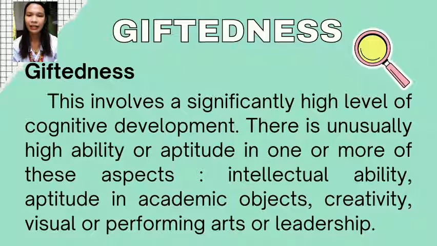Giftedness. This involves a significantly high level of cognitive development. There is unusually high ability or aptitude in one or more of these aspects. Number 1, intellectual ability. Number 2, aptitude in academic subjects, creativity, visual or performing arts, or leadership. Gifted children possess demonstrated or potential abilities that give evidence of high performance capabilities in areas such as intellectual, creative, academic, or leadership ability, or visual or performing arts.